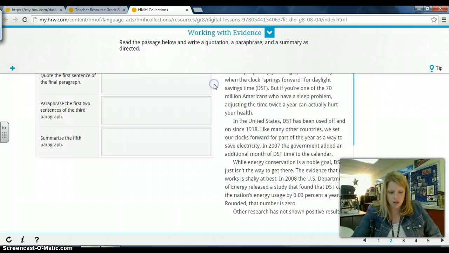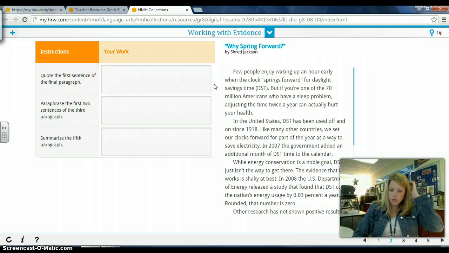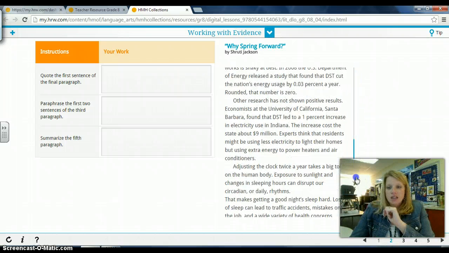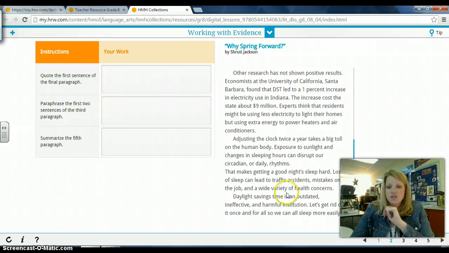Then I want you to put the examples for the quote, the paraphrase, and the summary from this short little article here. The first one says you're going to quote the first sentence of the final paragraph. So let me take you down there. Here is the final paragraph, and I want you to quote the first sentence.